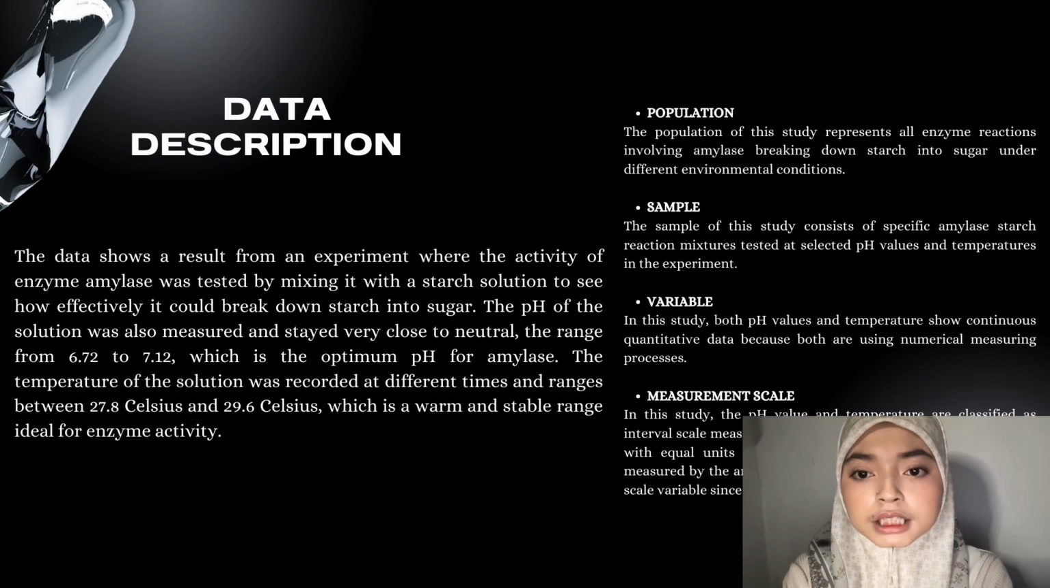Data description. The data show results from an experiment where the activity of the enzyme amylase was tested by mixing it with starch solution to see how effectively it could break down starch into sugar. The pH of the solution was also measured and stayed very close to neutral, ranging from 6.72 to 7.12, which is the optimal pH for amylase. The temperature of the solution was recorded at different times and ranged between 27.8 Celsius and 29.6 Celsius, which is a warm and stable range ideal for enzyme activities.